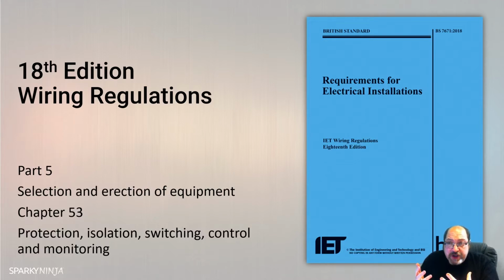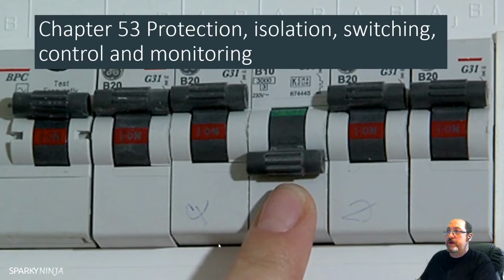Okay, with protection, we'll obviously be thinking about protection against electric shock and protection against fire. Now, isolation, we've already mentioned previously in the video, methods of switching, which were for isolation, mechanical maintenance, or emergency switching. We also had functional switching and we had control switching. So we're going to go through these here. To start us off, where are we? Chapter 53. We've got protection, isolation, switching, control, and monitoring.